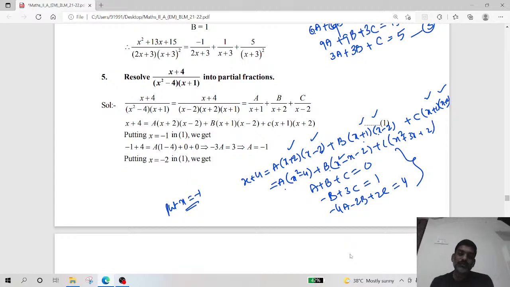Then you can get a value. Minus a is equal to minus 1 plus 4, that is 3. This is minus 3. So a is equal to minus 1, you are getting.